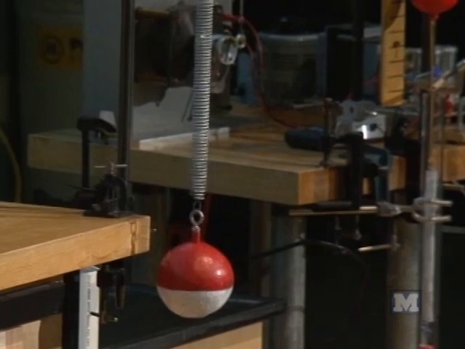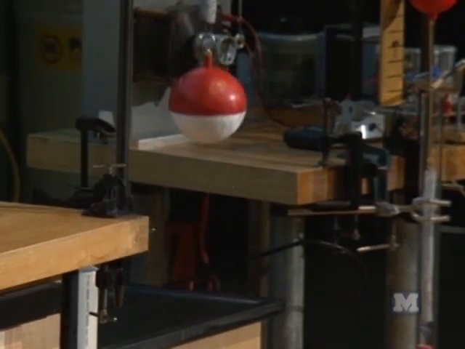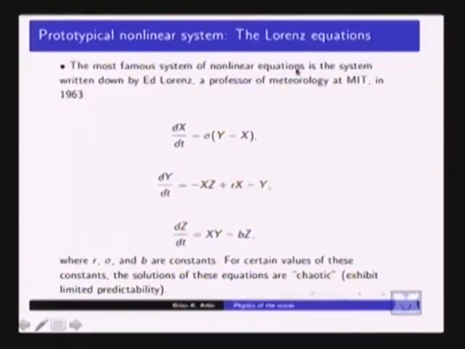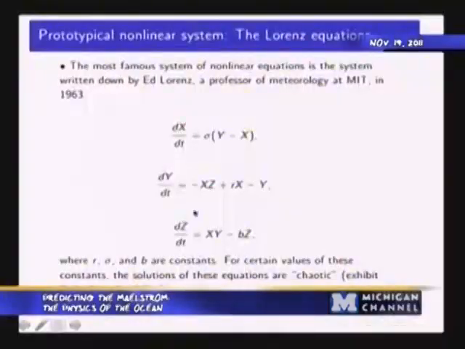All right, so in contrast to that linear predictable system, we're now going to talk about much less predictable nonlinear systems. The prototypical nonlinear system is the Lorenz equation. So this is the second mathy slide. The most famous system of nonlinear equations is the system written down by Ed Lorenz. Ed Lorenz was a professor of meteorology at MIT. And in 1963, he wrote down these three equations. The variables that you're interested in are capital X, capital Y, and capital Z. And they're all functions of time.